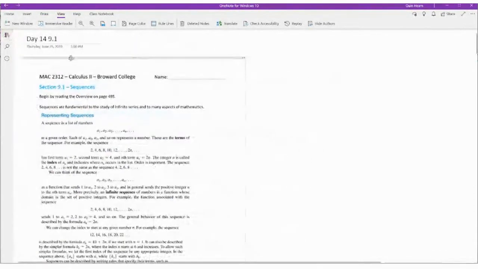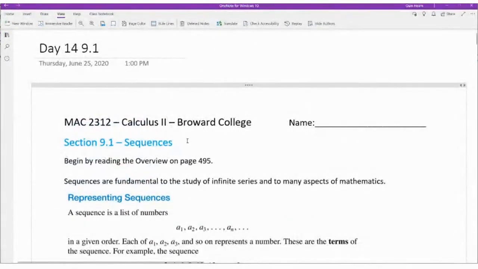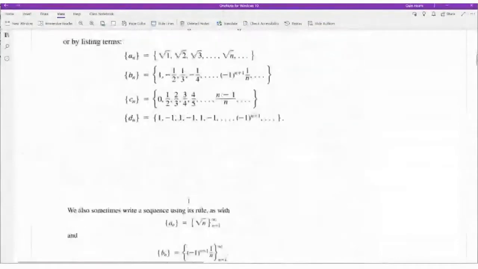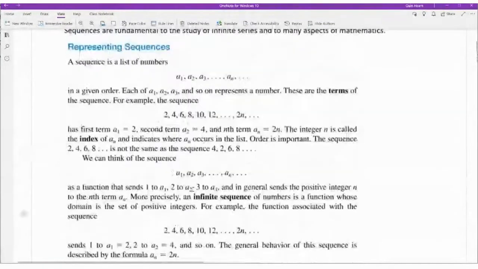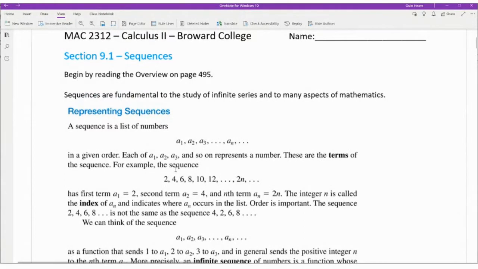Today we're talking about sequences. You have to talk about sequences before you can talk about series. I have these notes here for you to read through, and I'm going to read through them with you today, parts of it at least. A sequence is just a list of numbers in a way.